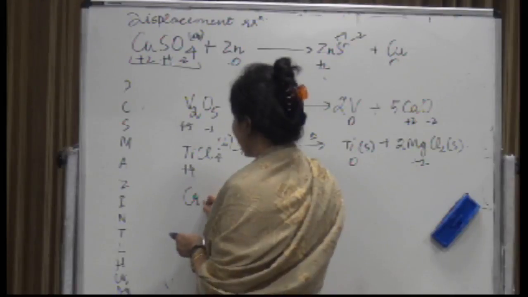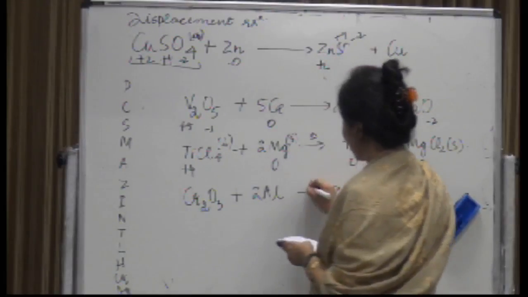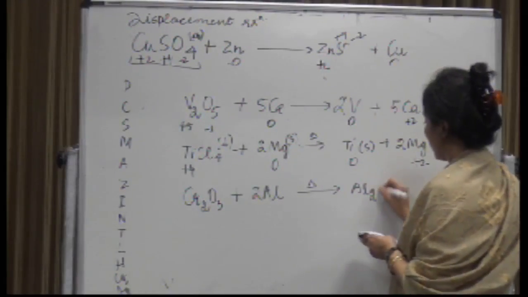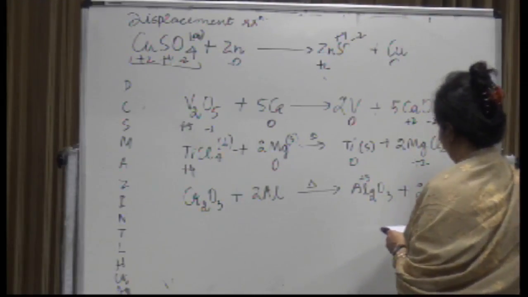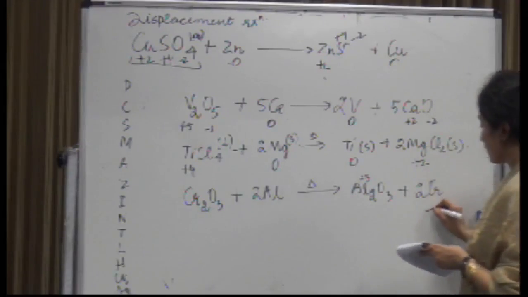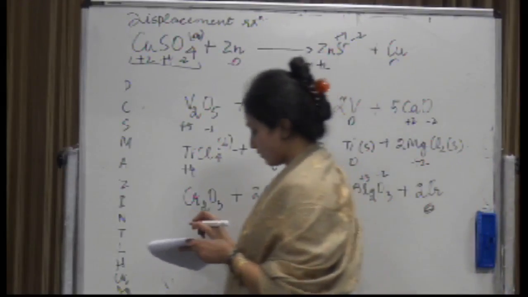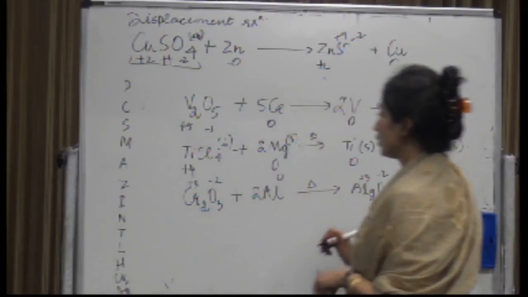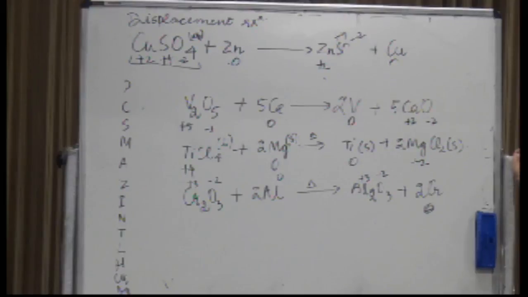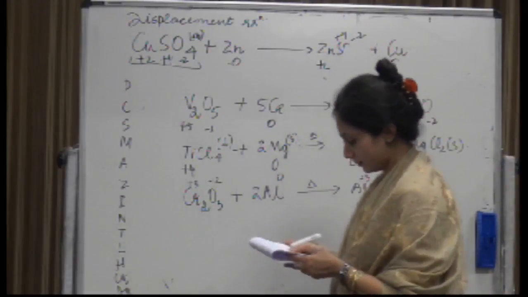Last example, Cr2O3 plus 2Al is getting converted to Al2O3, that is, plus 2Cr. So Cr is in 0, Al2 will be +3 -2, this will be 0, and for chromium you can find out this will be +3 and this will be -2. 2x minus 6 is equal to 0, so chromium is +3. So chromium is going from +3 to 0, meaning chromium is getting reduced and aluminium is getting oxidized.